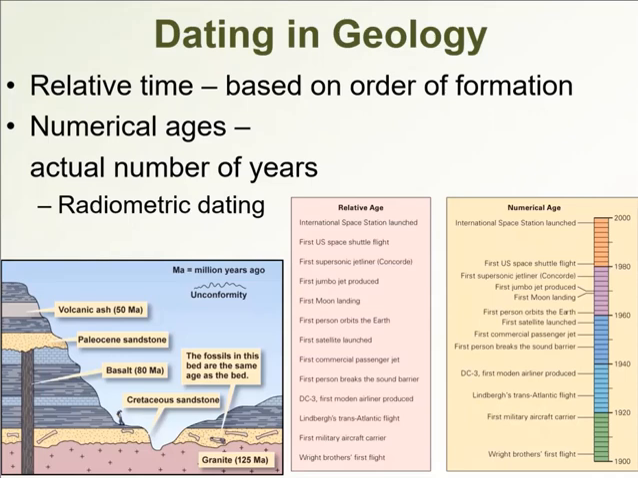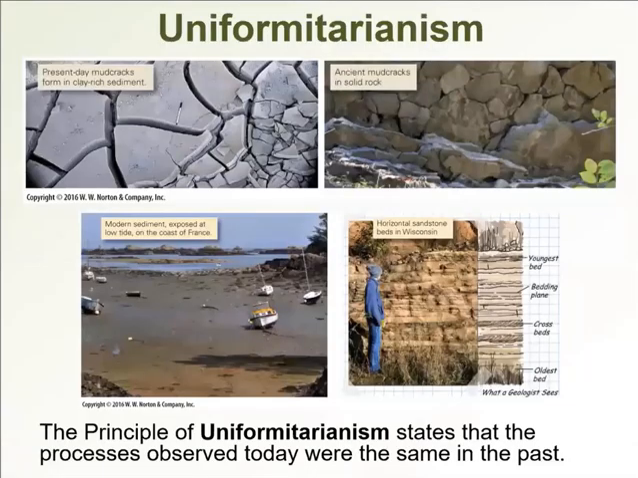So here's two examples where you can have just putting things in order, or you can have the actual date. This is basically looking at flight. So you can put the milestones of human flight in order, or you can give the actual date that they occurred. We do the same thing with rocks. So again, we have a bunch of principles. One of them is uniformitarianism, that what we're observing today is going to be preserved in the rock record as a solid rock. So the mud that we see drying out and cracking, that can be preserved as mud cracks in rock. The deposition of sediment on a beach will be preserved as sandstone in the rock.